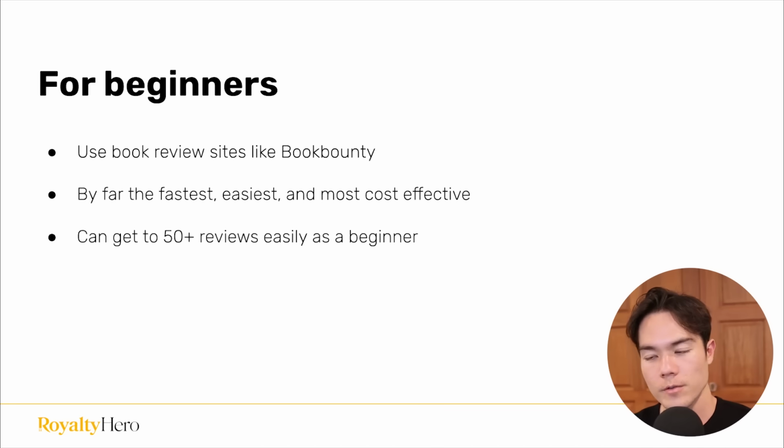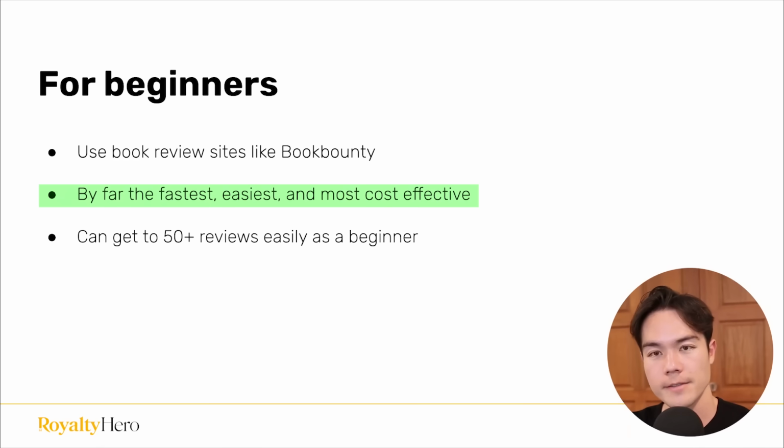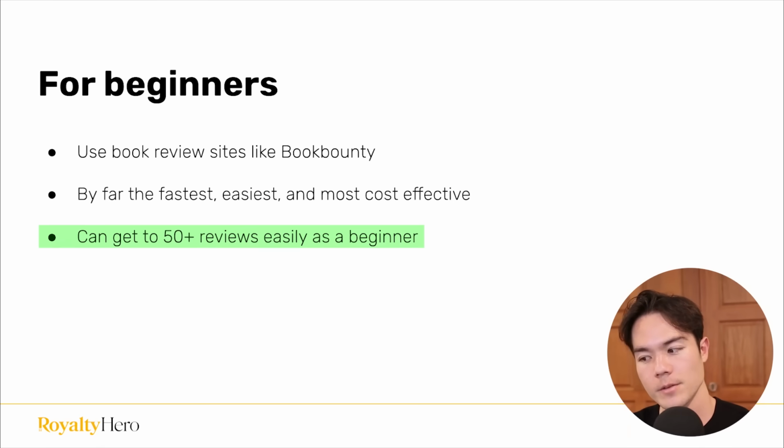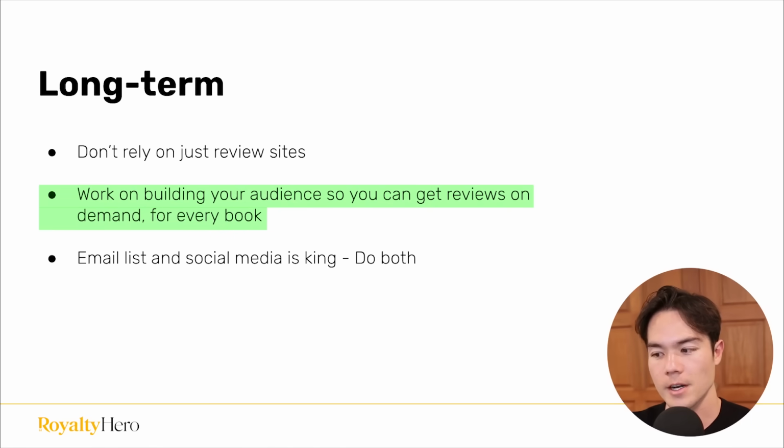Okay. So for beginners, if you're just getting started, you don't have any audience, social media, no email list, nothing, then you want to use book review sites like Book Bounty because that is by far the fastest, easiest, and most cost-effective way to get reviews. And you can get up to 50 plus reviews very, very easily as a beginner just by using that site. But for long term, you don't want to rely on just review sites or just one method in general. So you can start with review sites, but you want to work on building your audience so you can get reviews on demand for every single book, right?